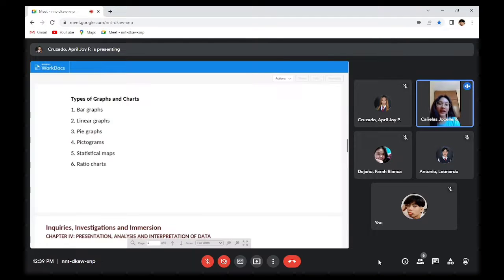The second one is linear graph. Linear graph means straight, and a graph is a diagram which shows a connection or relation between two or more quantities. So the linear graph is nothing but straight line or straight graph which are drawn on plane connecting the point on x and y coordinates.